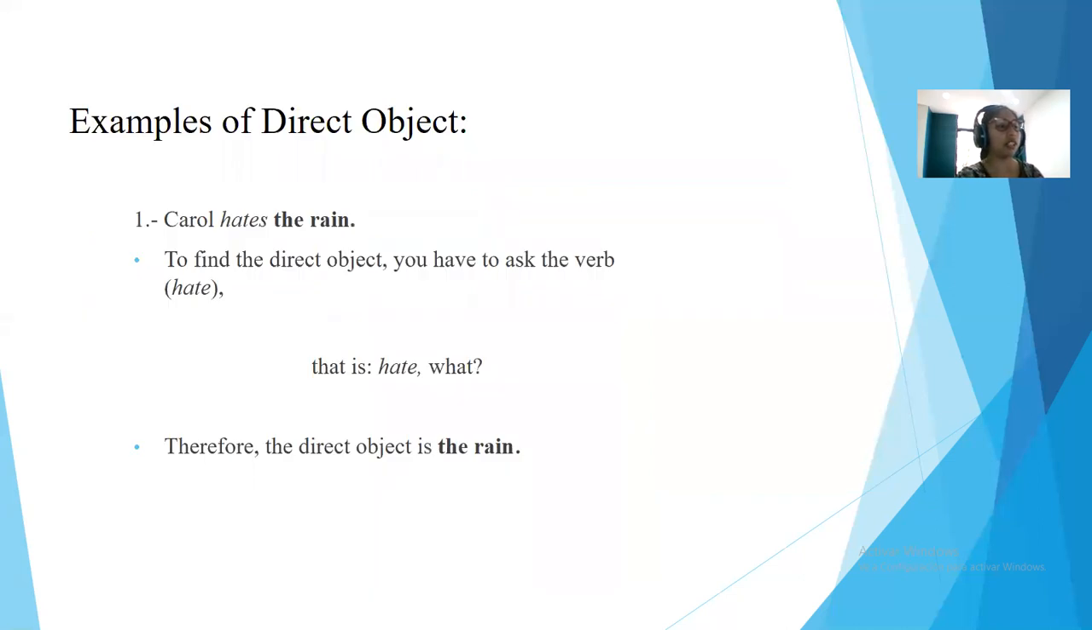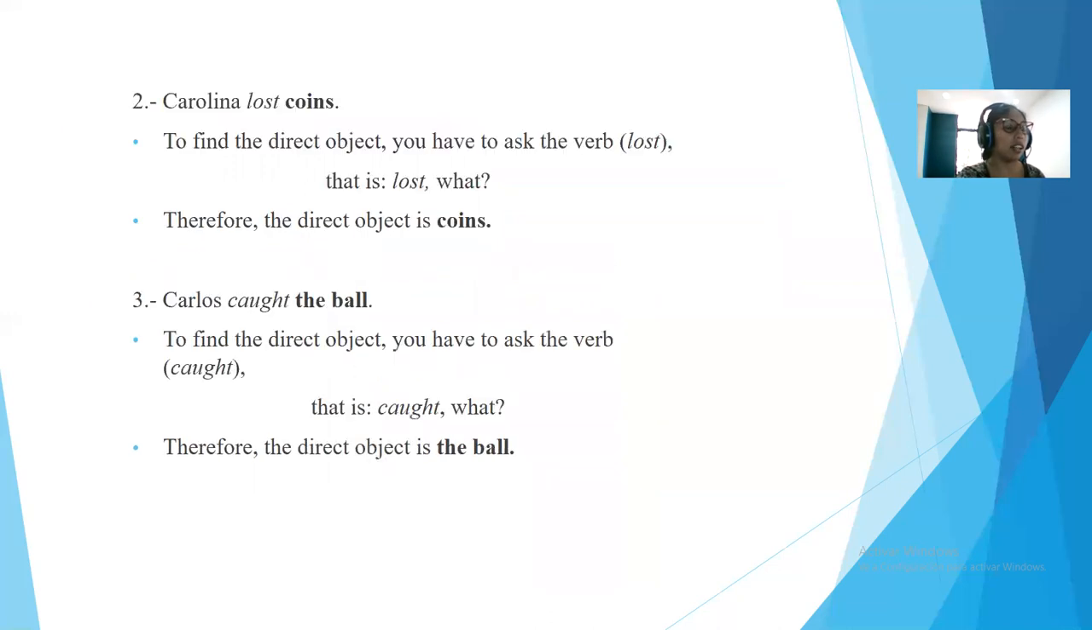Now I'm going to present some examples of direct objects. Example number 1, Carol hates the rain. To find the direct object, you have to ask the verb hate. That is, hate what? Therefore, the direct object is the rain in the sentence.